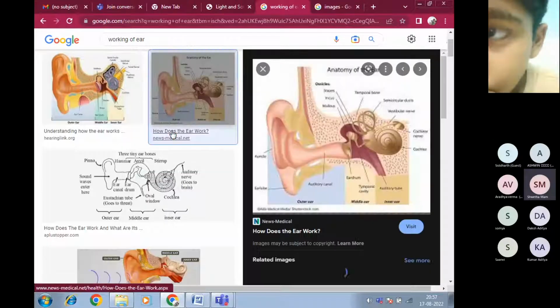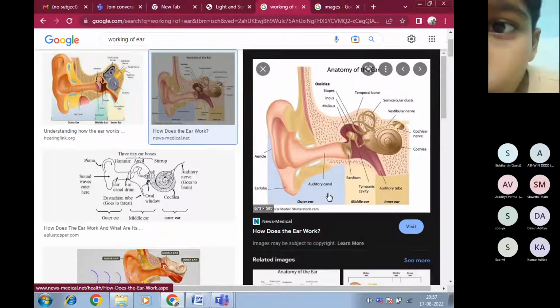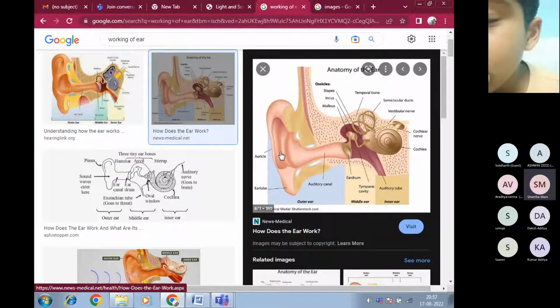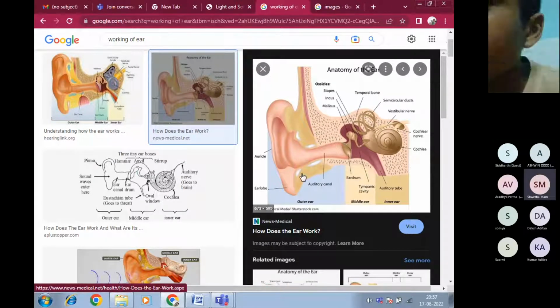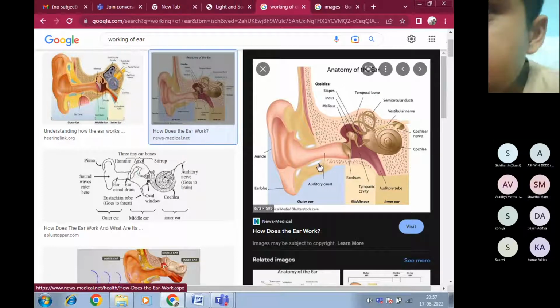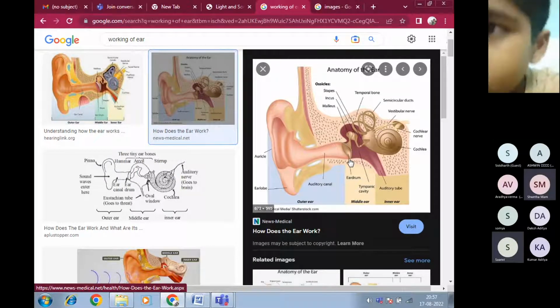Okay, let me show this one. Is it good? Yeah. So the sound enters through the ear through a canal, a passage, which you call the auditory canal. And this is all your outer ear. Ma'am, what is the snail-like substance? This portion is the middle ear. How does the wax come in our ear?